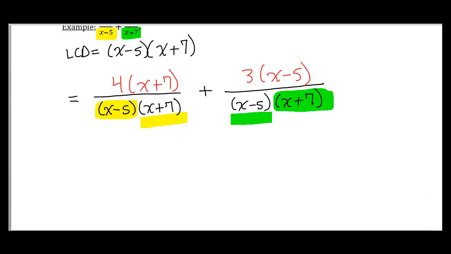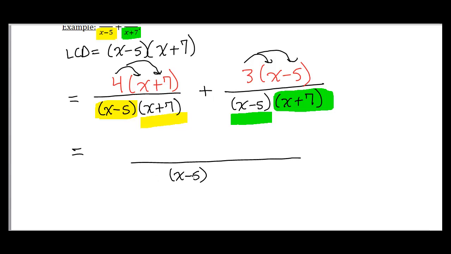Now we're at the point where we can do some simplifying. All right. I'm going to go ahead and use my distributive property. And since I now have a common denominator, I don't have to separate these things. I can go ahead and write it as one fraction, doing my addition.